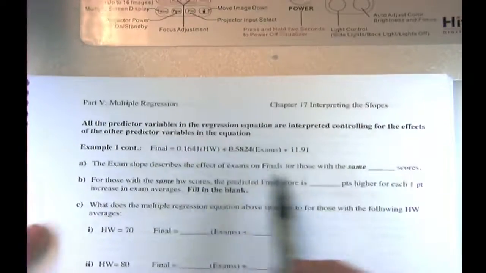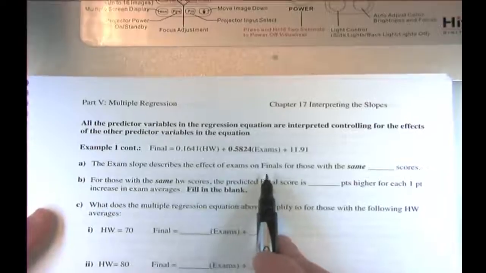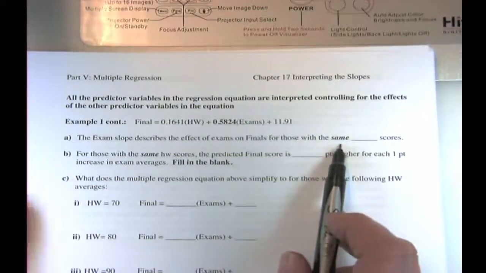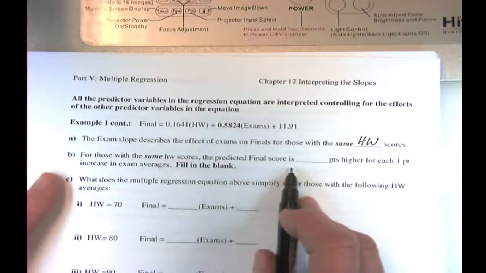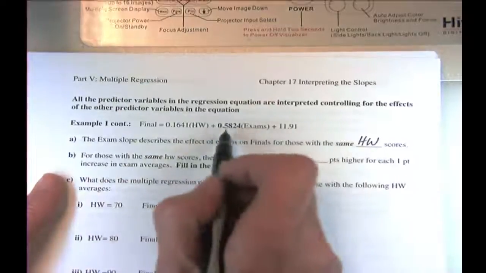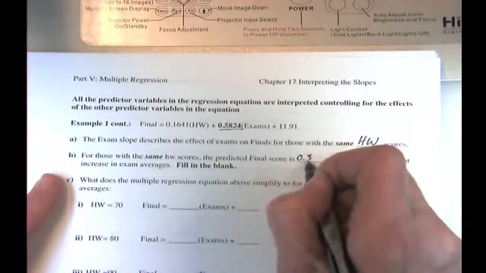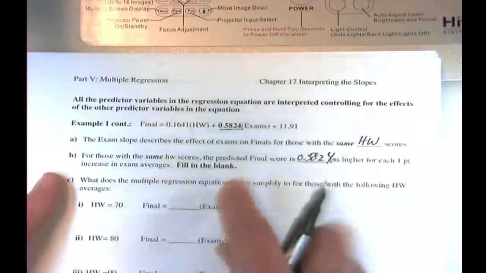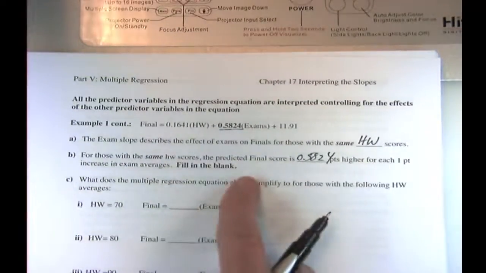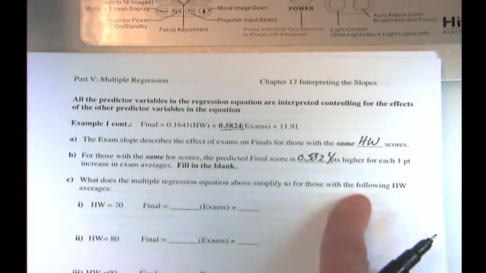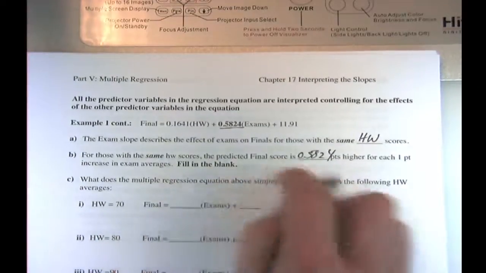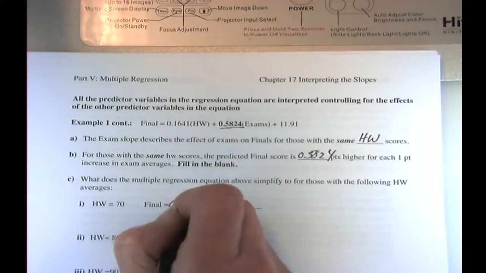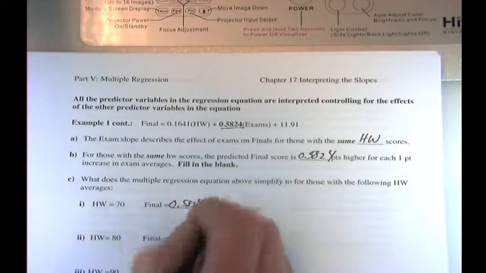We're saying the exam slope describes the effect of finals for those with the same what? Homework scores. For those with the same homework scores, the predicted final is this much bigger effect. And now we're going to have those other slopes that are all parallel. So let's just do the same thing. For homework 70, 80, and 90, we're going to have a strong effect of almost 0.6, 0.5824, all the way down.